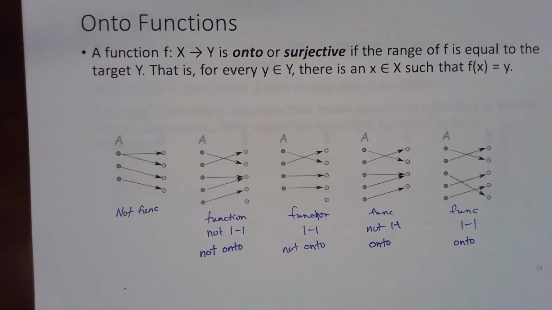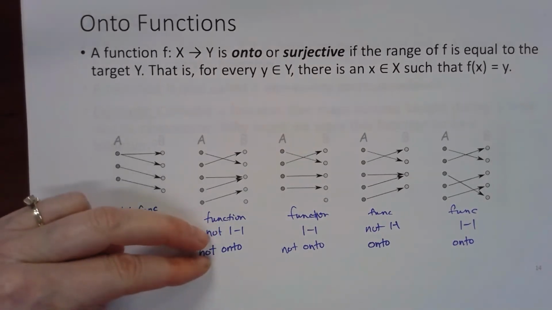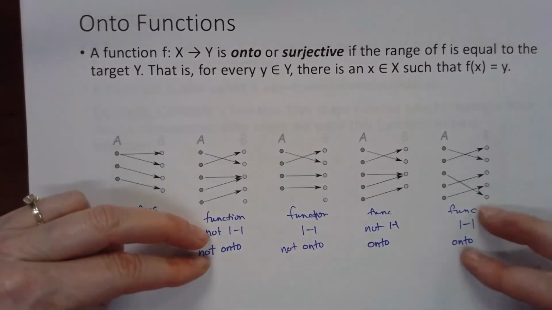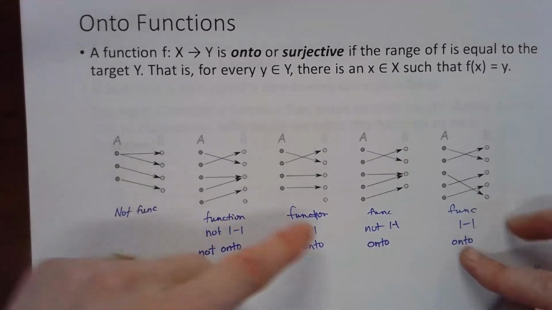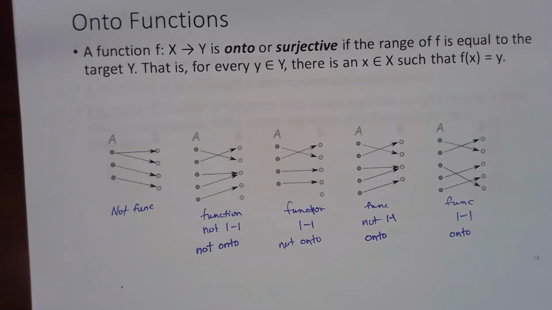Okay. So notice we have every possible combination. It can be neither one-to-one nor onto. It can be both one-to-one and onto. It can be one-to-one not onto, or not one-to-one and onto. Okay, so being one of those things does not necessarily imply the other. Every combination is possible. Okay. So you need to test those things separately.